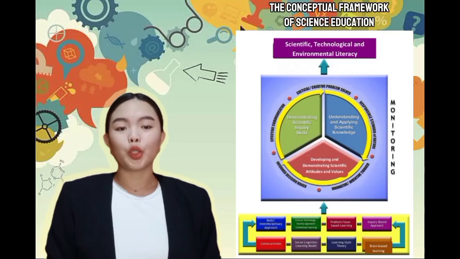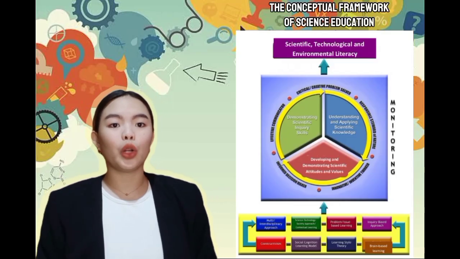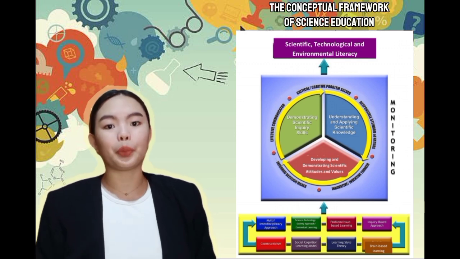Good day, everyone. Today, we will be discussing the K-12 curriculum framework. First, we will be focusing on its conceptual framework.